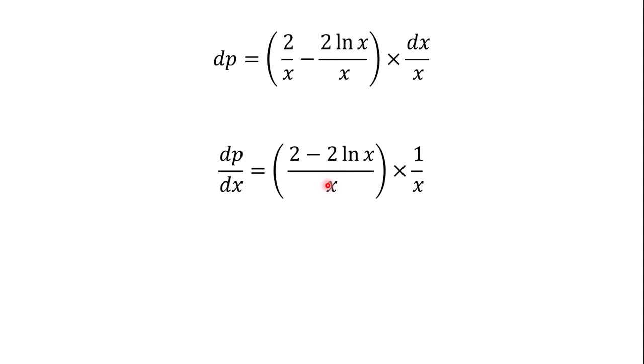So now that we know dp over dx, let's write the answer for the product of this. So dp over ds will be now equal to this one multiplied by 1 over x, and that will give us this one divided by x squared. Okay, so this is the answer for the b part. So dp over dx is now equal to 2 minus 2 ln x over x squared.